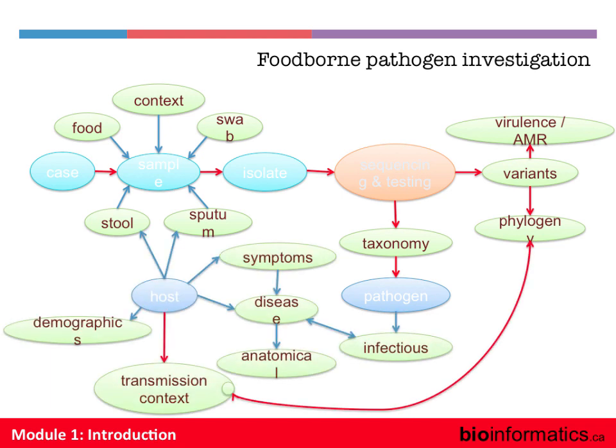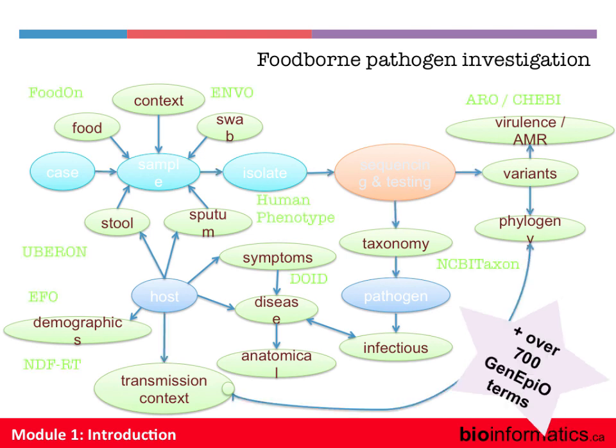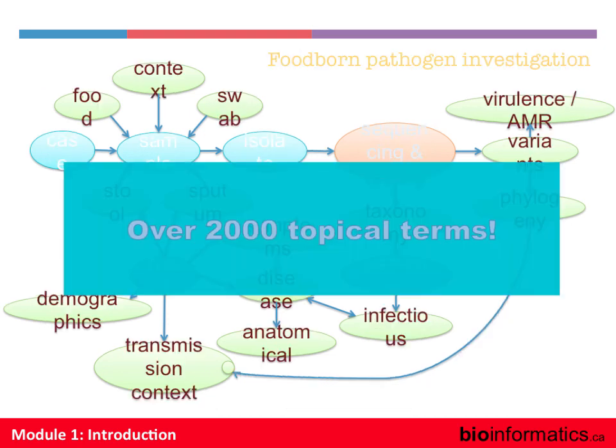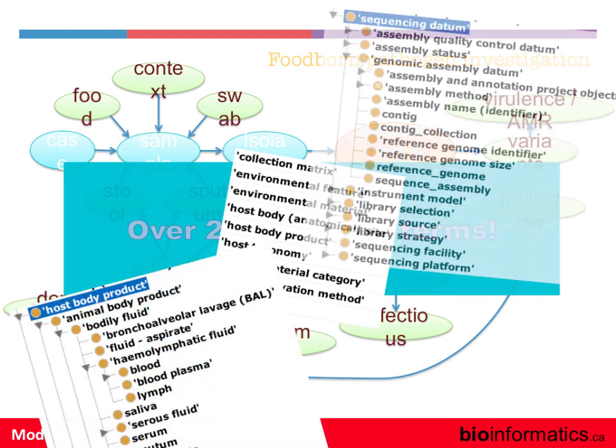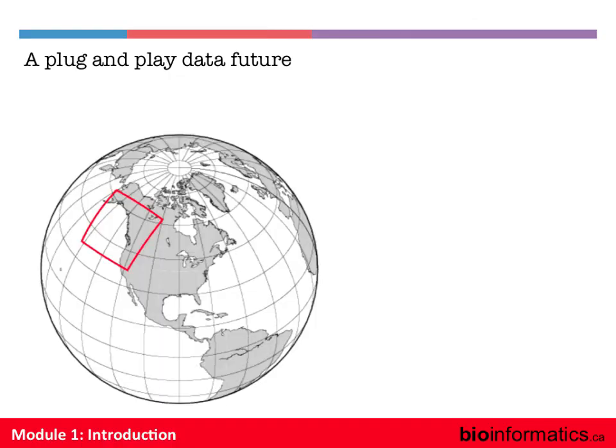So I need to load this. And so this involves mapping out the different concepts, the different terms in the workflow, and then describing the relationship of these terms. So we have made the resource publicly available, and there are currently over 700 specific terms, but over 2,000 terms in total that are captured from a variety of domain vocabularies that I briefly described.